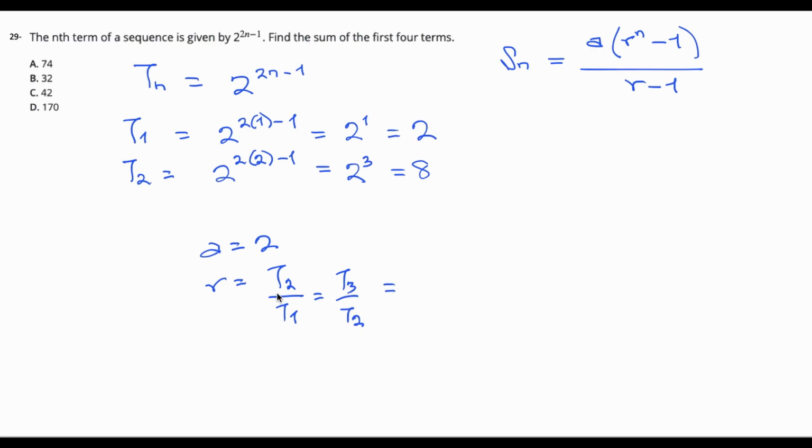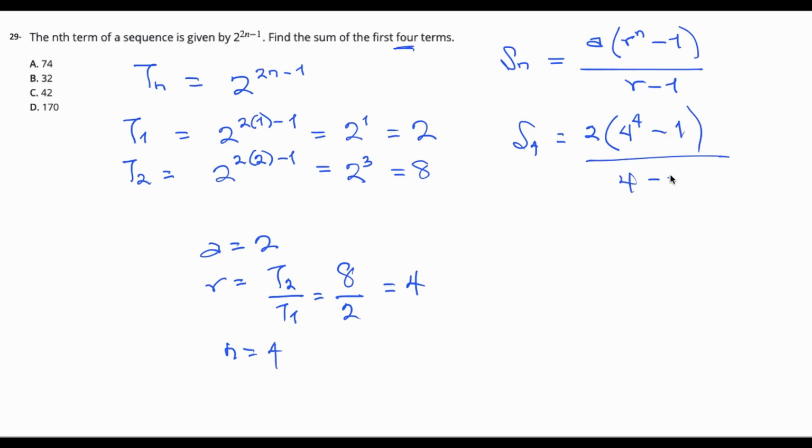So in this case, our t2, let's get rid of this so that we don't create confusion. In this case, t2 is equal to 8, which is what we have here, and t1 is equal to 2. So r equals 4. And n, in this particular case, because we're looking for the first 4 terms, n is equal to 4 as well. So S4 is equal to our first term, which is 2. R is 4, raised to power n, which is also 4, minus 1, all divided by 4 minus 1.